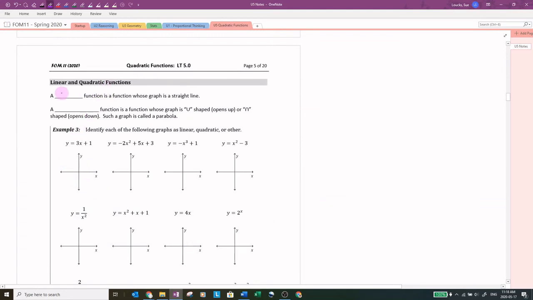A linear function is a function whose graph is a straight line, like that example we did at the beginning of this section. A quadratic function is a function whose graph is like a U shape opening up or an upside down U shape opening down. And this graph is called a parabola. So let's go through and identify each of these as linear, quadratic, or other.